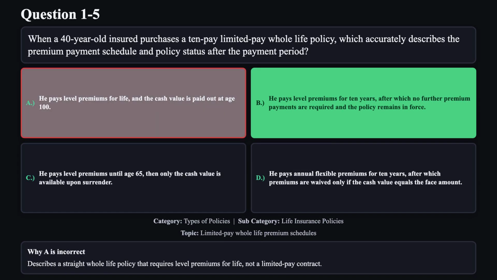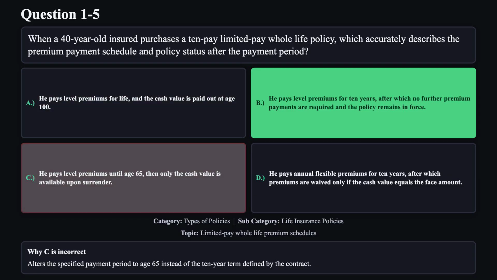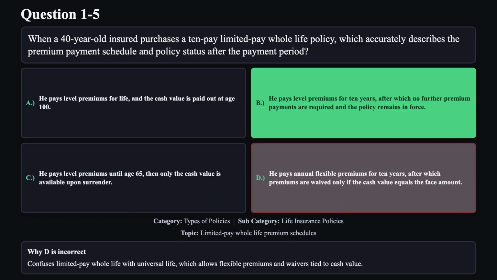Reason A is not correct. Describes a straight whole life policy that requires level premiums for life, not a limited pay contract. Reason C is not correct. Alters the specified payment period to age 65 instead of the 10-year term defined by the contract. Reason D is not correct. Confuses limited pay whole life with universal life, which allows flexible premiums and waivers tied to cash value.